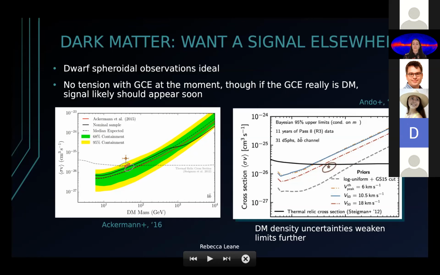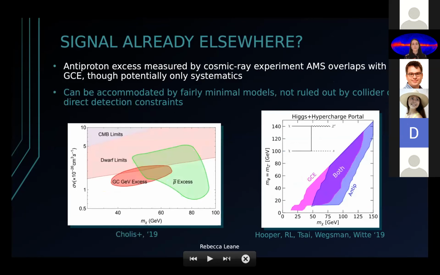And they find that actually there's no real tension at all. So far it looks like the dwarfs are fine. Maybe we also actually have a signal elsewhere.